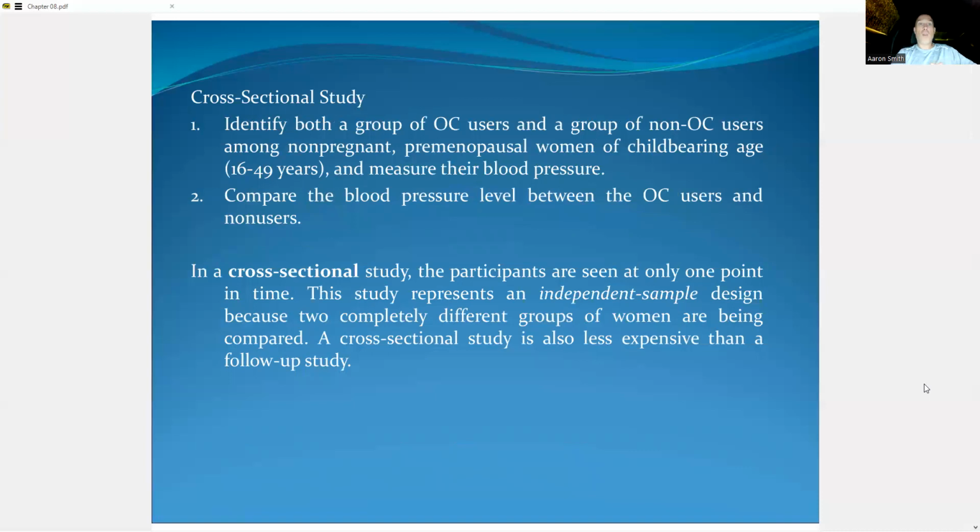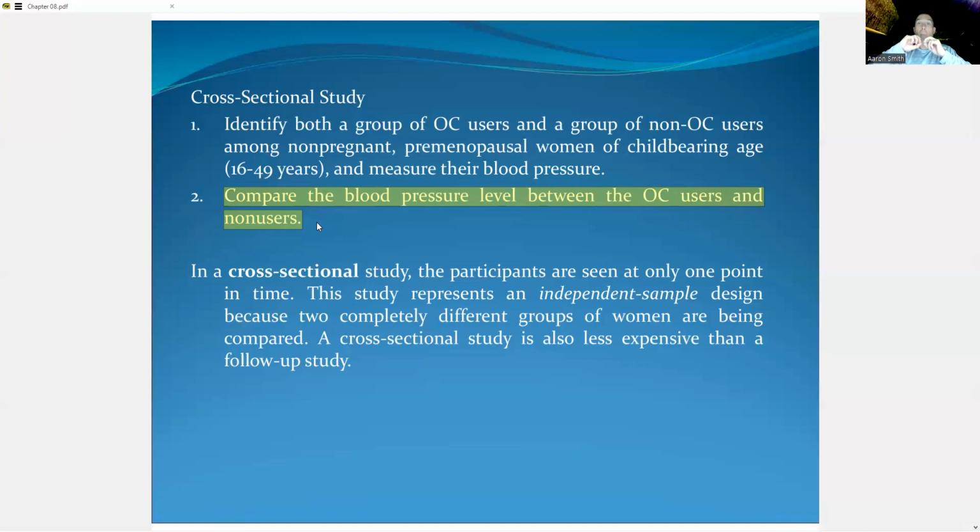Now, a cross-sectional study, we identify both a group of oral contraceptive users and a group of non-oral contraceptive users among non-pregnant premenopausal women of childbearing age and measure their blood pressures. Okay, then we compare the blood pressure levels between the oral contraceptive users and the non-users. All right, so in this cross-sectional study, we go out, we find a bunch of women who are on contraceptives, we find a bunch that are not, we take our data. Now, we don't have that matching aspect, and so this is why it's cross-sectional.